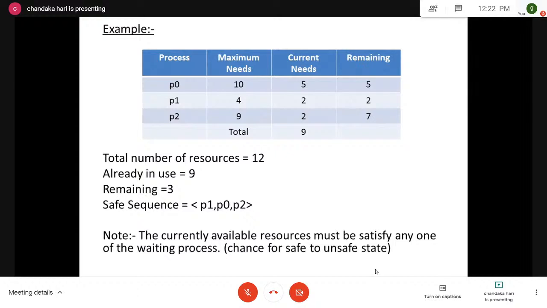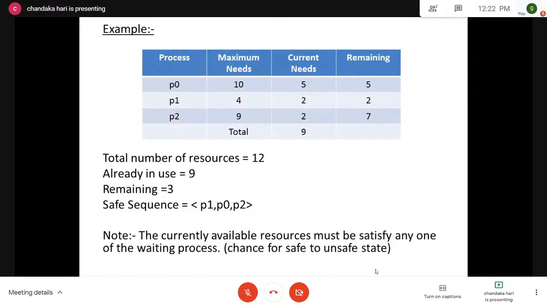Okay, now the currently available resources is only 3. So the 3 is satisfying process P1. So the available 3 resources are given to process P1. P1 already holds 2 resources, so now it is allocated 3, 3 plus 2. Now the total 5 resources are available.